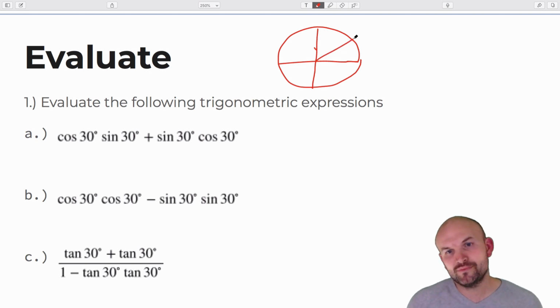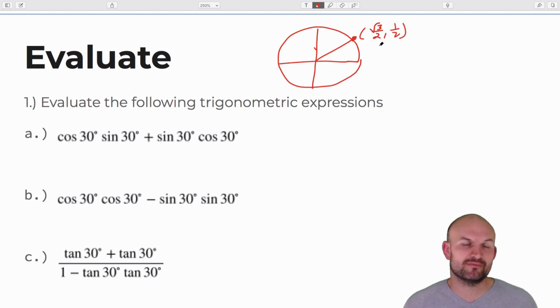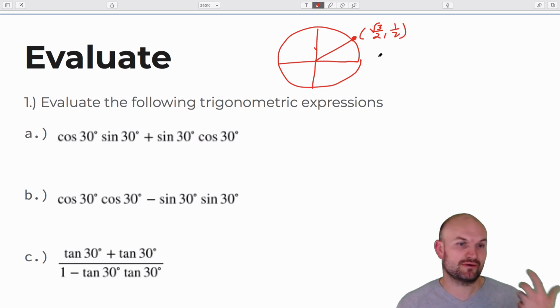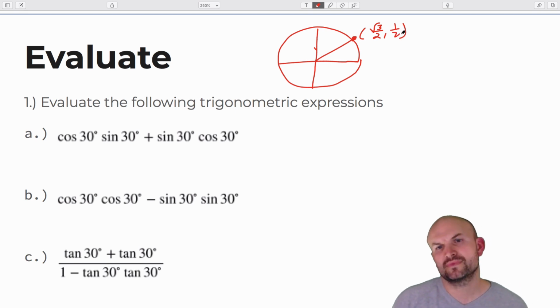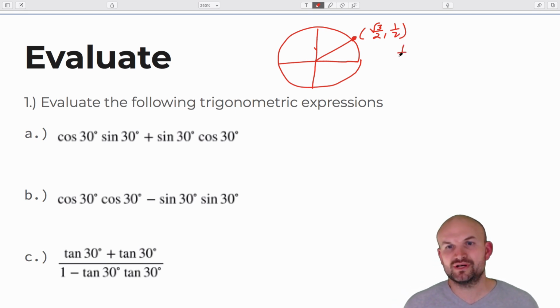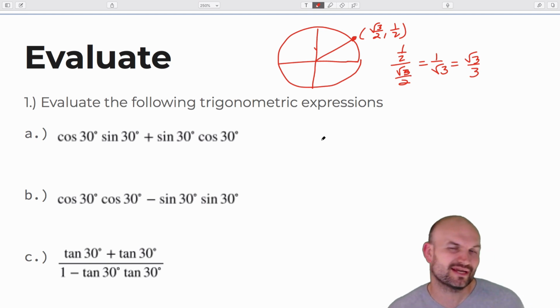So I said, I hope you guys remember what the coordinate point here was for 30 degrees: square root of 3 over 2, 1/2. Just remember that cosine represented the x coordinate, sine represented the y coordinate, and tangent was y over x. So when you simplify that, that's 1 over the square root of 3, which gives us square root of 3 over 3. Just something important to remember.